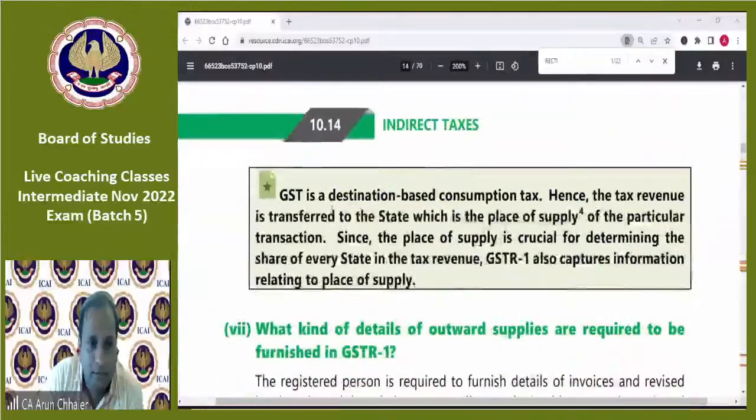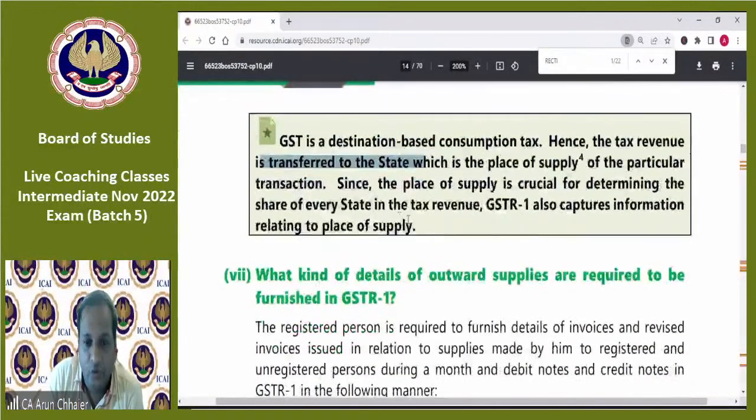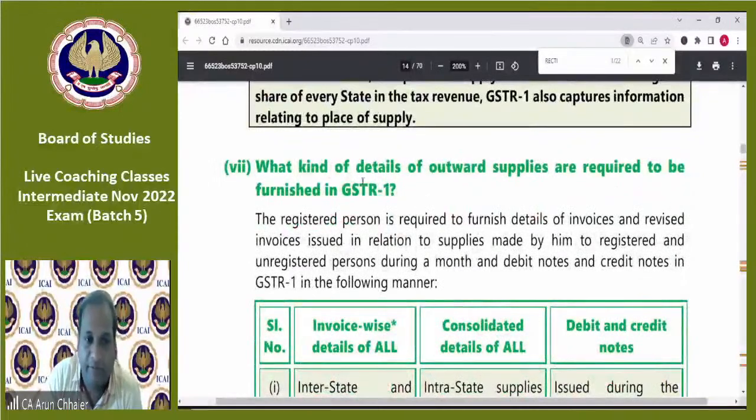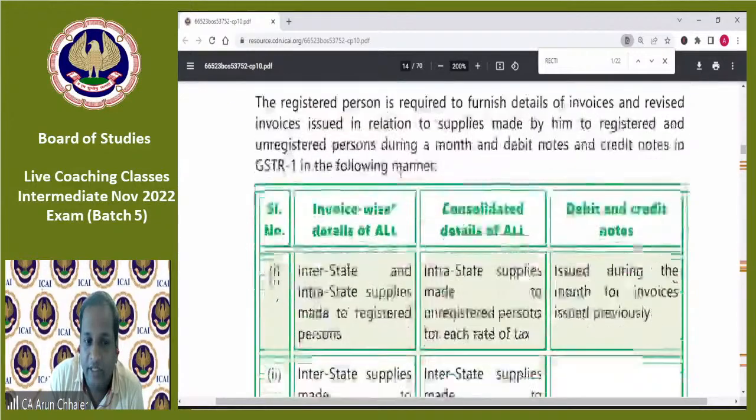Next, GST is a destination-based consumption tax. Hence, the tax revenue is transferred to the state which is the place of supply. Since the place of supply is crucial for determining the share of every state, GSTR1 also captures the information relating to the place of supply. Perfect. What kind of details of the outward supplies are required to be furnished in the GSTR1?